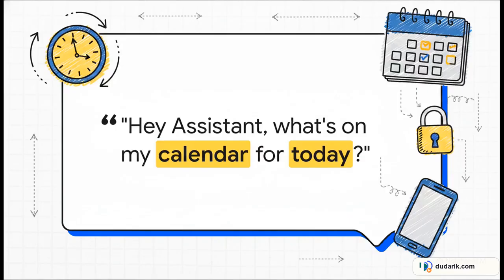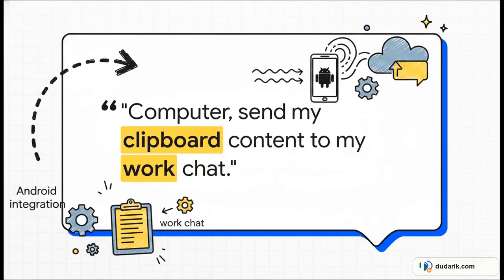Or hey, maybe you're rushing in the morning. You can just ask, hey assistant, what's on my calendar today? And because you gave it permission, it looks directly at your calendar data right there on your phone. It's not doing a web search, it's not asking some other service, it's securely looking at your info because you handed it the keys.